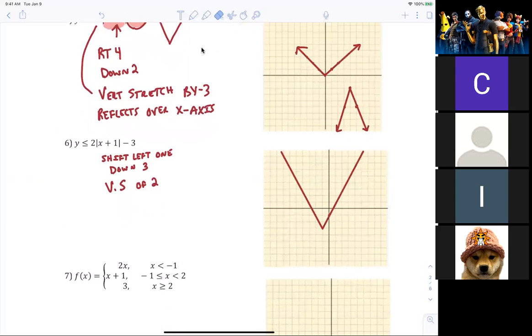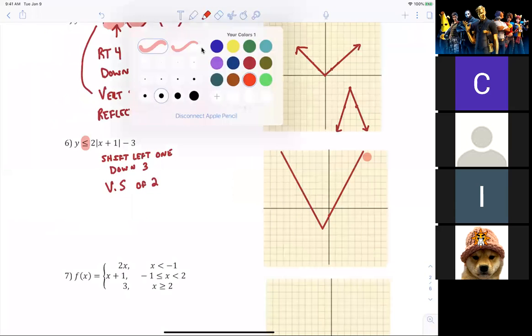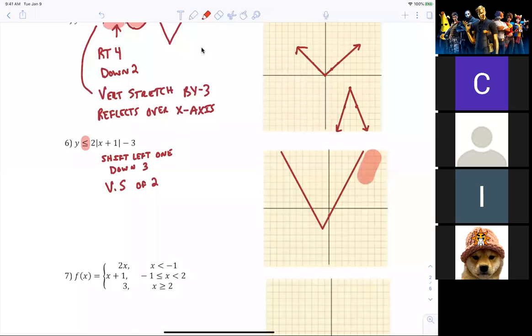Thank you very much. All right, so now we have to just remember that we're shading what? Shading less than, right? So that would be everything below the graph, which would be all of this. All right, guys. Everybody good?